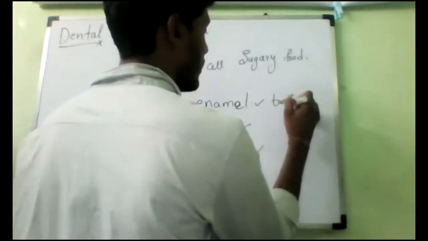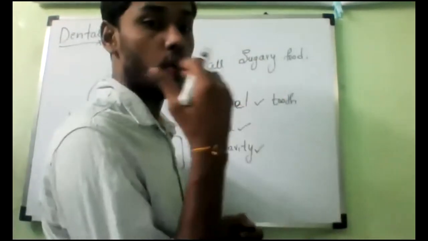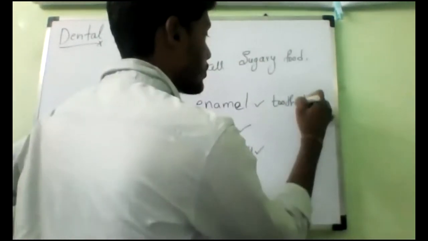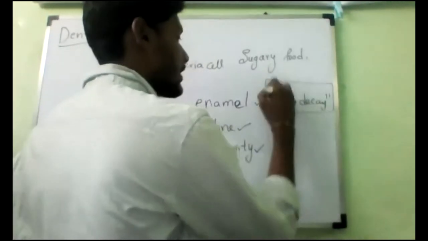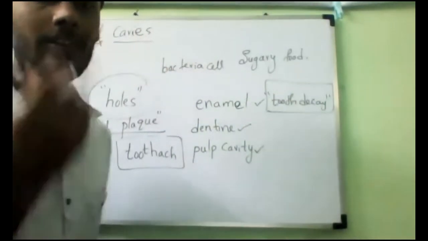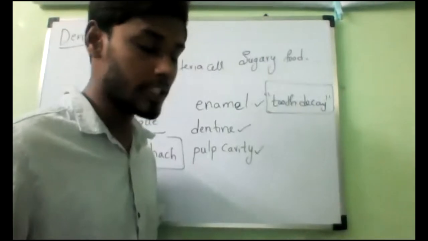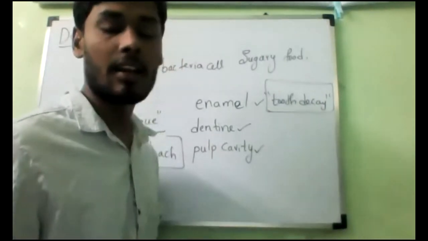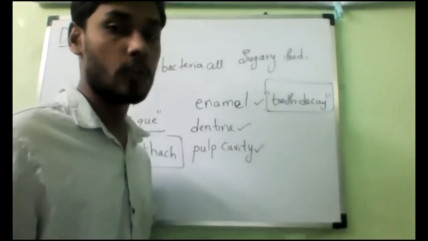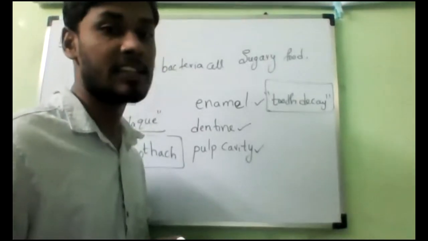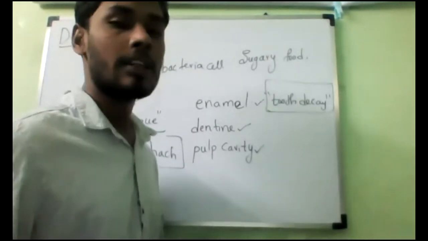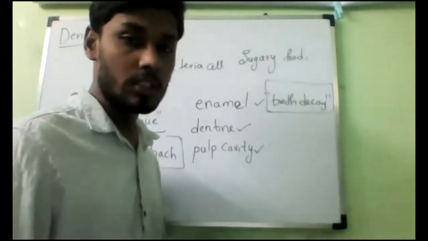Because of this yellowish coating layer, our alkaline saliva cannot reach the tooth, so only our teeth will start damaging. That is why brushing the teeth regularly or after eating food removes this plaque before bacteria produce acids. So this all prevents dental caries or tooth decay.